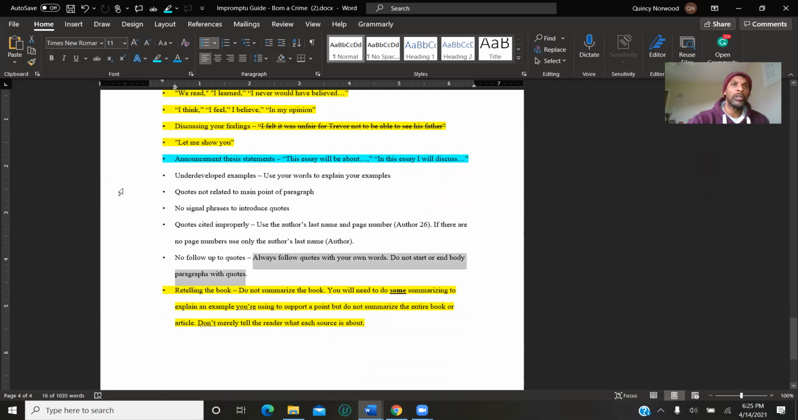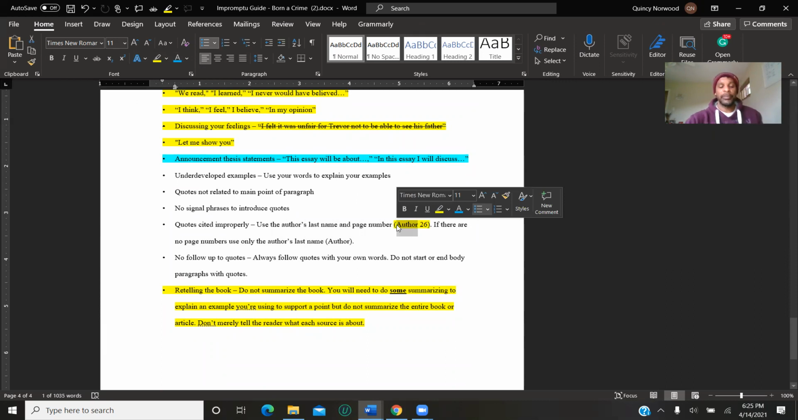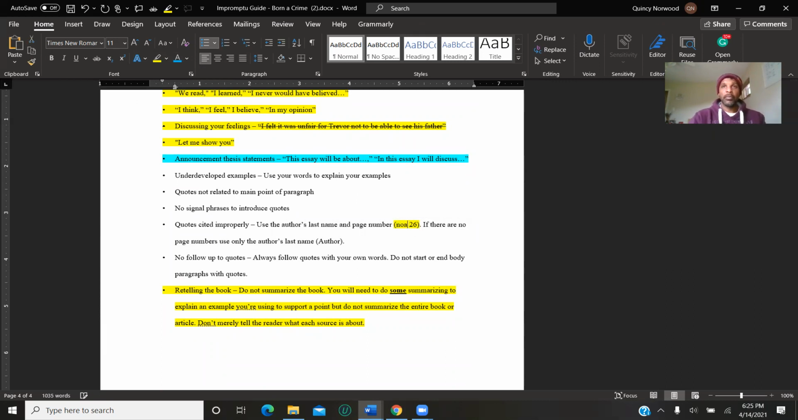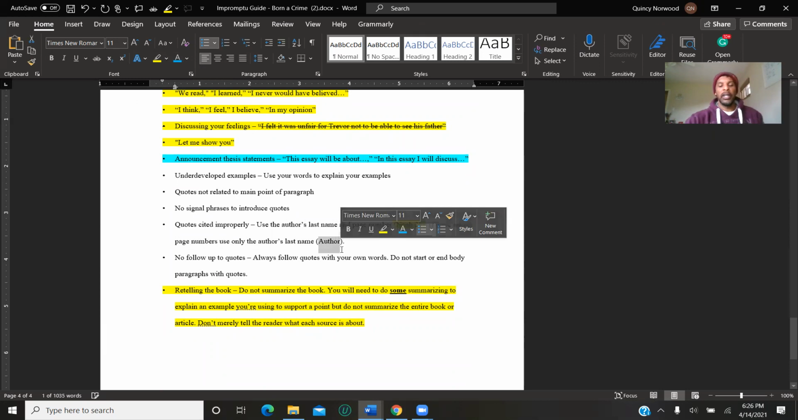Always follow up quotes with your own words, definitely. Okay. Make sure you cite your quotes properly. Since we're using multiple sources for this essay, a book and an article, when you cite Trevor Noah's book, it's always going to be author's last name, page number. Okay. Spell it right. All right. And then for the article, it's always going to be the author's last name. Since I don't think your article has page numbers, don't worry about inserting page numbers. Just go with the author's last name.